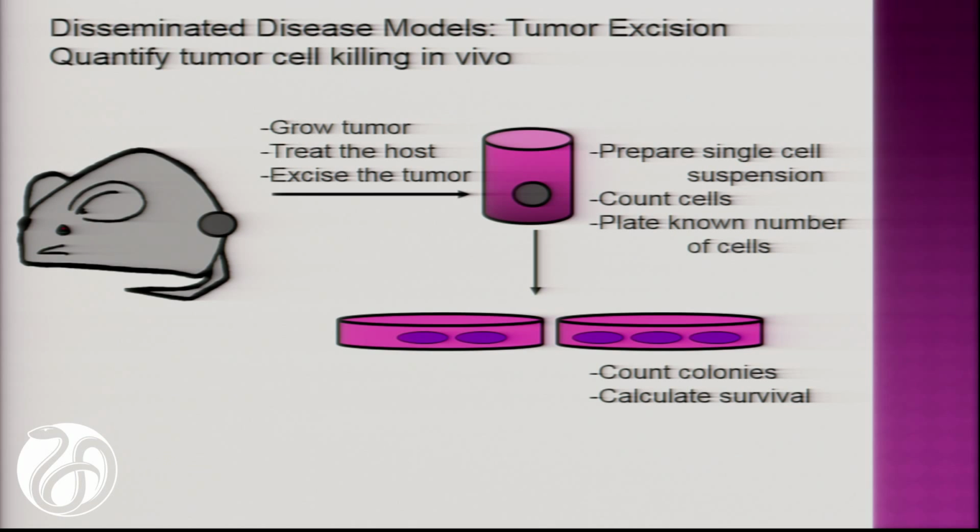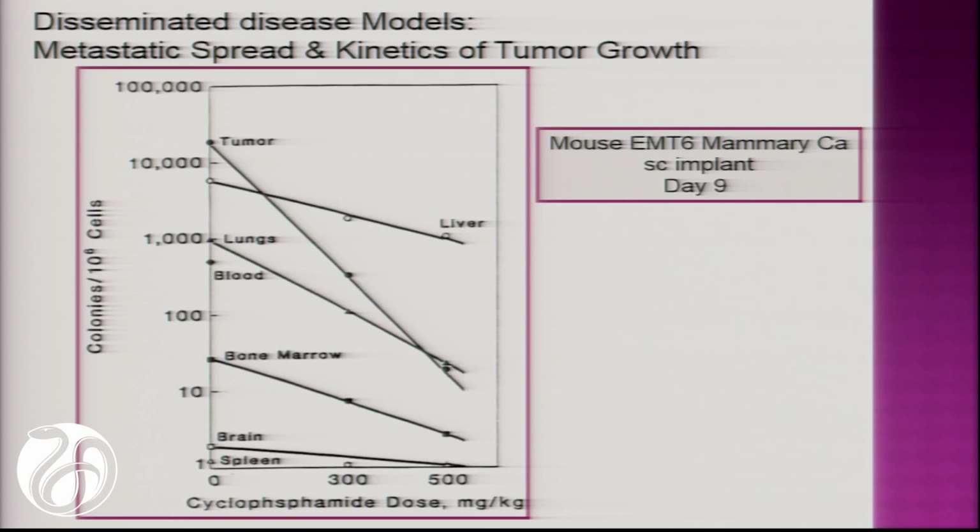Most of the time, this is not done because it is more work. But if you grow a tumor, in this case, let's say a syngeneic tumor subcutaneously in a mouse, you can excise a variety of tissues at some point, prepare single-cell suspension, and then grow these cells for tumor colony formation in vitro. And in this experiment, the EMT6 mouse mammary carcinoma was used, allowed to grow subcutaneously for 9 days, and then a variety of tissues were excised.